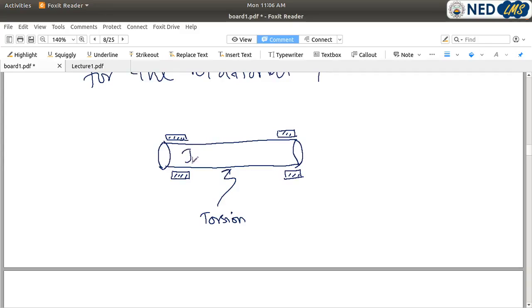Let's mark these inertias as J1 and J2 from this point. The applied torque is at this inertia, and so the rotation at this end will be theta 1. We can assume it, and the rotation at this inertia will be theta 2 at this end of the rod. Let's say the friction between this set of bearings and J1 is B1, and the friction between J2 and this set of bearings is B2.